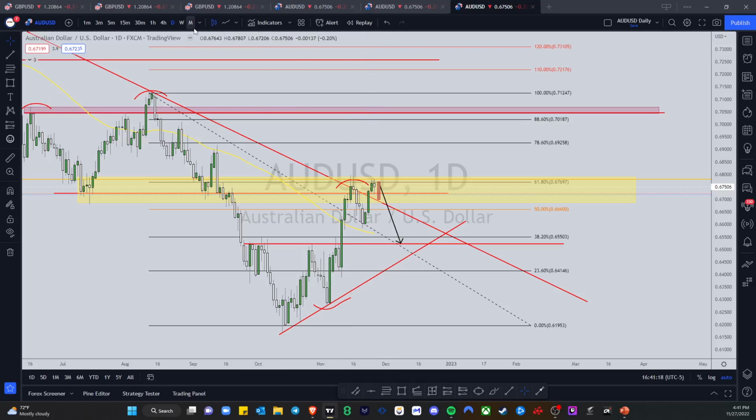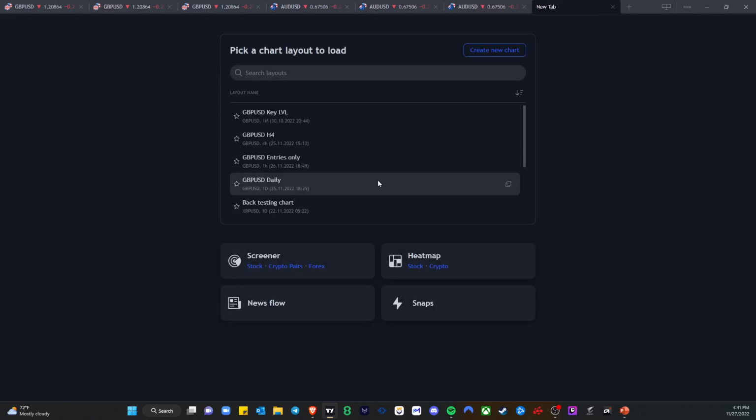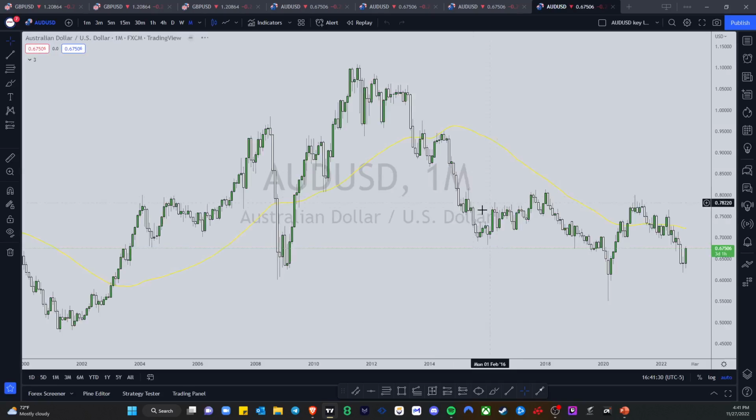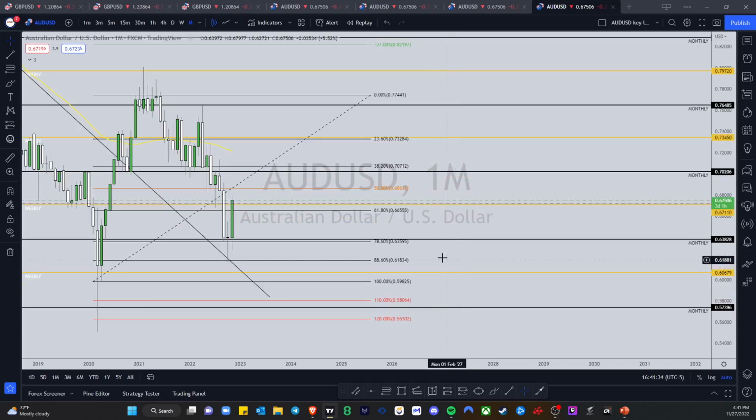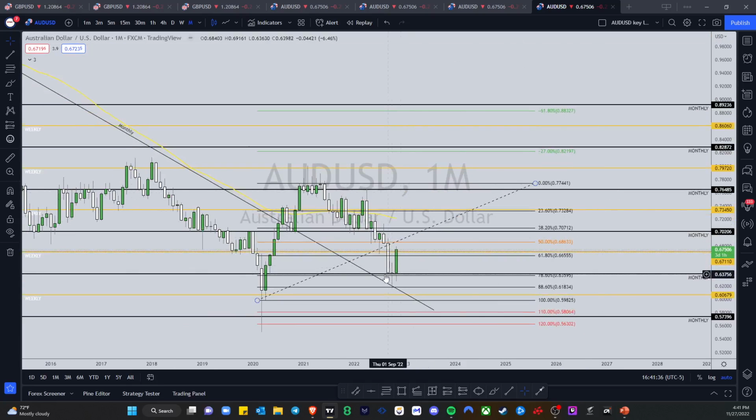We're gonna go to the monthly quickly. Let's see something. Monthly, key level. Yeah, key level right here. So on the monthly chart, we could see that AU found support at 78.6%, also on a key level, right?